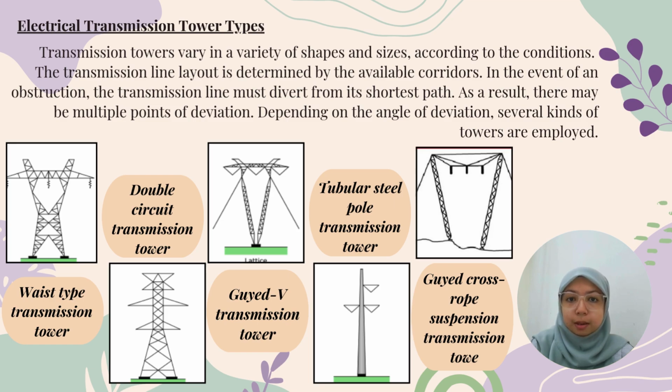There are 5 examples: waist type transmission tower, double circuit transmission tower, guy V transmission tower, tubular stable transmission tower, and the last one, guy cross-rope suspension transmission tower.